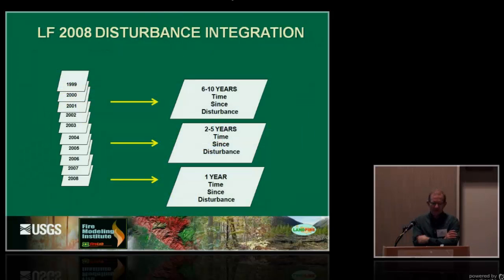So this is some of the dirty details of 10 years of data. What we determined early on is that, from a transition standpoint, we really can work in groups of years. So 1 year since disturbance, a 2 to 5 year period, and then a 6 to 10 year. So we basically group 99 through 03 disturbances into one bin, and 4 to 7 into another bin, and then the 08 into another bin.